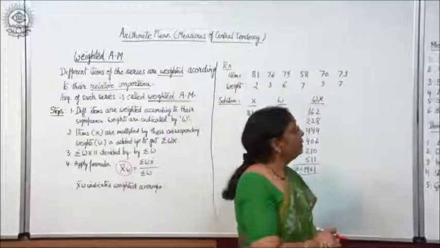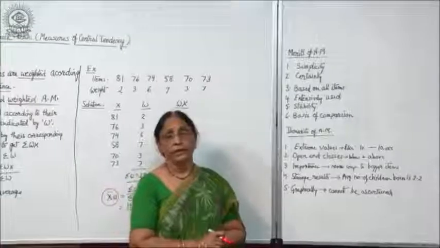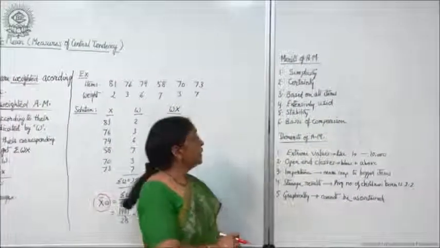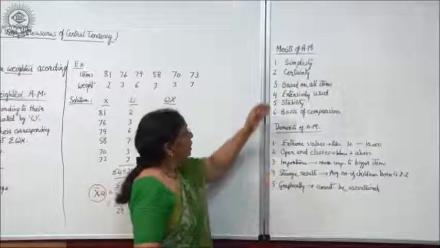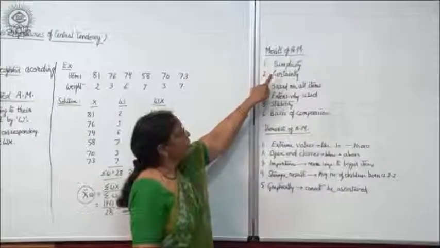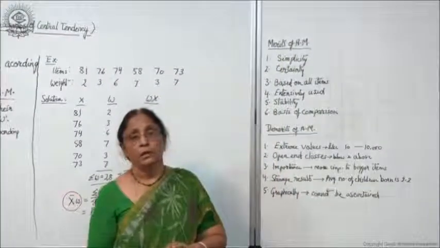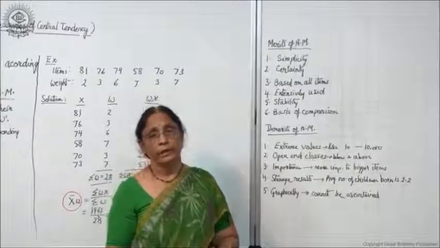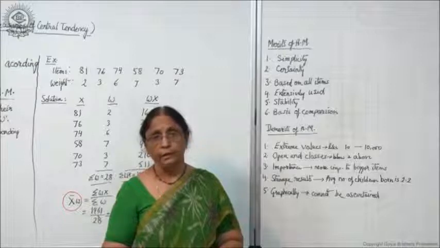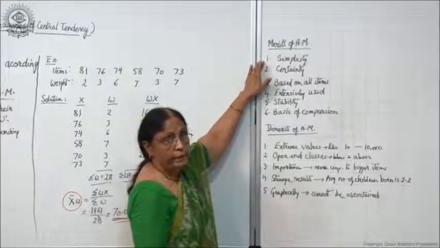Now in the end we come to the merits and demerits of arithmetic mean. In short, I will tell you what are the merits and what are the demerits. Merits of arithmetic mean. The first merit is simplicity. It is a very simple way of calculating arithmetic mean, very simple calculation, easy to understand. So it has the quality of simplicity.